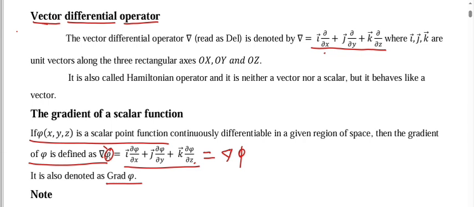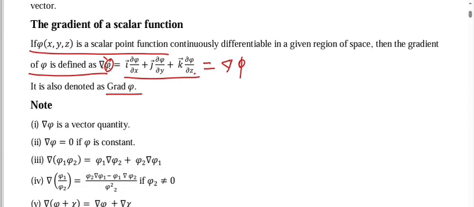Now we are going to see some important notes. First one is this del phi is a vector quantity. Then if del phi is 0, then phi is a constant, that is, if the scalar point function is constant, then we always have the gradient of phi is 0. Then del of phi 1 into phi 2 equal to phi 1 into del phi 2 plus phi 2 into del phi 1. That is the multiplication property, where we take phi 2 as constant into del phi 1.